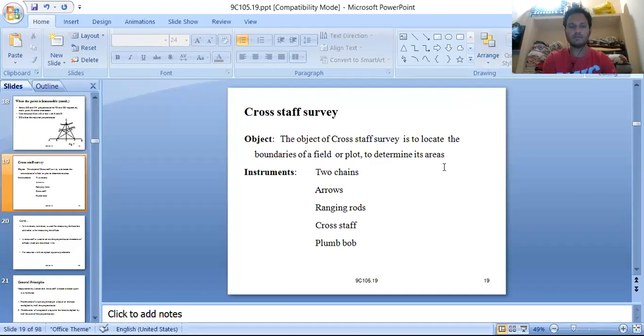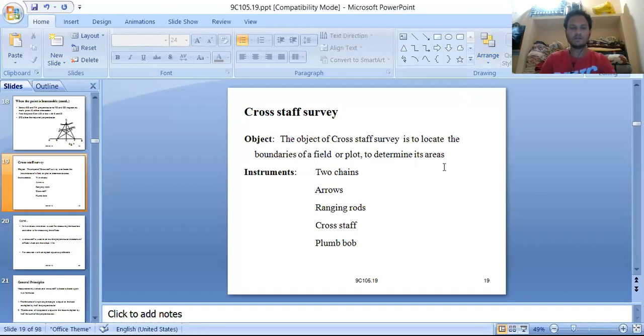Good morning, everyone. In the previous class, we have learned how to set the right angles using different instruments in chain surveying. In this class, we are going to learn cross-staff survey. Cross-staff is an instrument which is used to set the right angles, and we can do survey along with this instrument, which is called cross-staff survey.